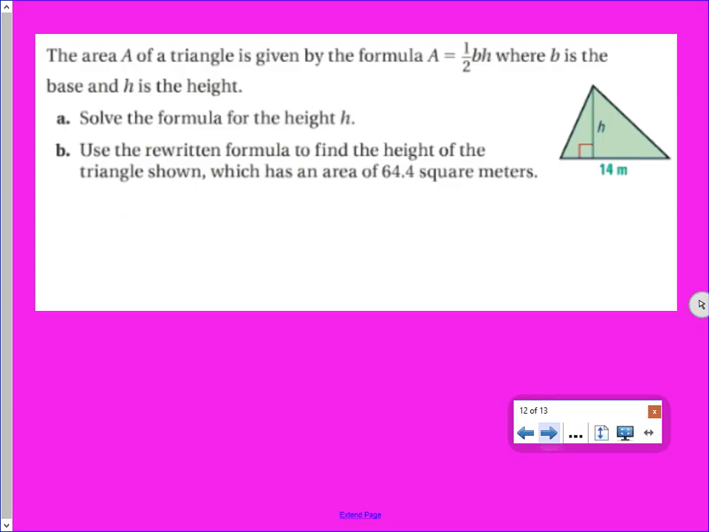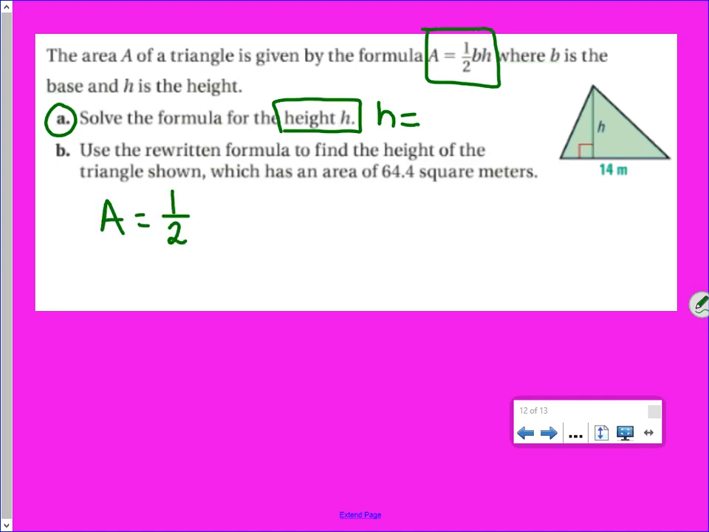Last example. The area A of a triangle is given by the formula A equals 1/2 times B times H, where B is the base and H is the height. First part, solve the formula for the height H. We want it to be H equals something. So A equals 1/2 times B times H. We're using multiplication, so to undo anything, we're going to have to use division.